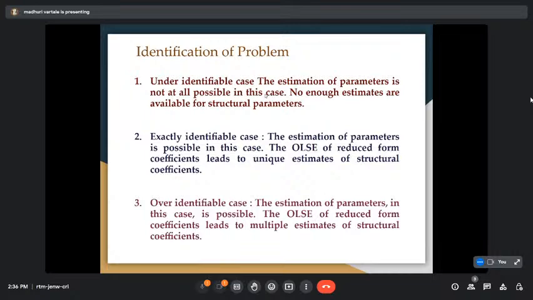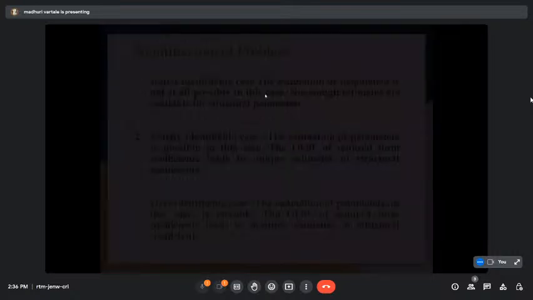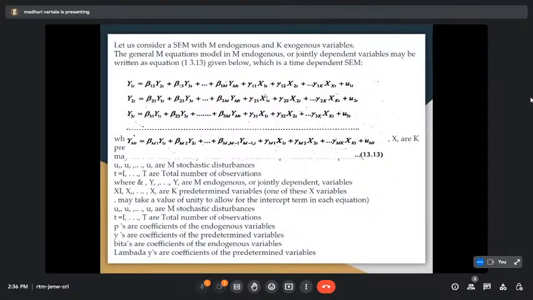And there are three cases of identification. First, the under-identified case, second, the exactly identifiable case, and third, the over-identifiable case. The estimation of parameters in the over-identified case is possible, but the OLS of reduced form coefficients leads to multiple estimates of structural coefficients. So let us consider the simultaneous equation method with M endogenous and K exogenous variables.